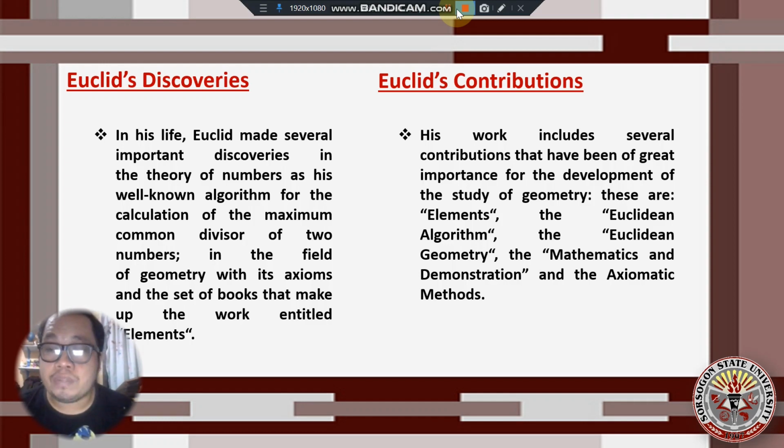As to his contributions, his work includes several contributions that have been of great importance for the development of the study of geometry. These are 1. The Elements, 2. The Euclidean algorithm, 3. The Euclidean geometry, the mathematics and demonstration, and lastly, the axiomatic methods.